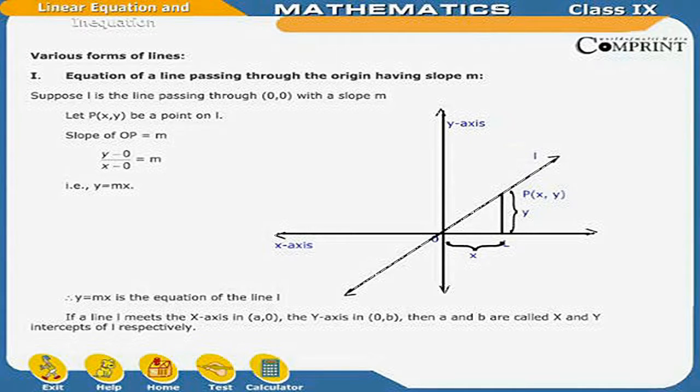If line L meets the x-axis in A(a, 0) and the y-axis in B(0, b), then a and b are called the x and y intercepts of L respectively.